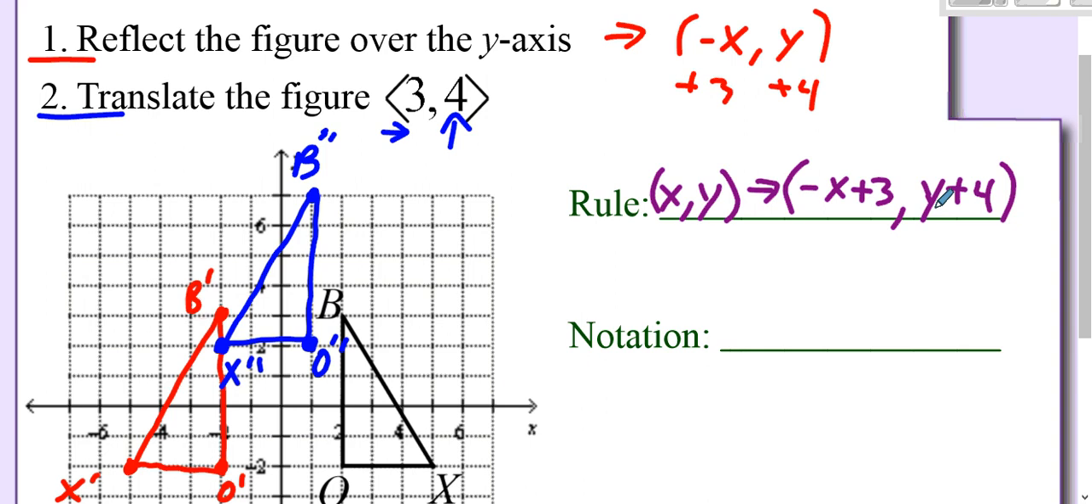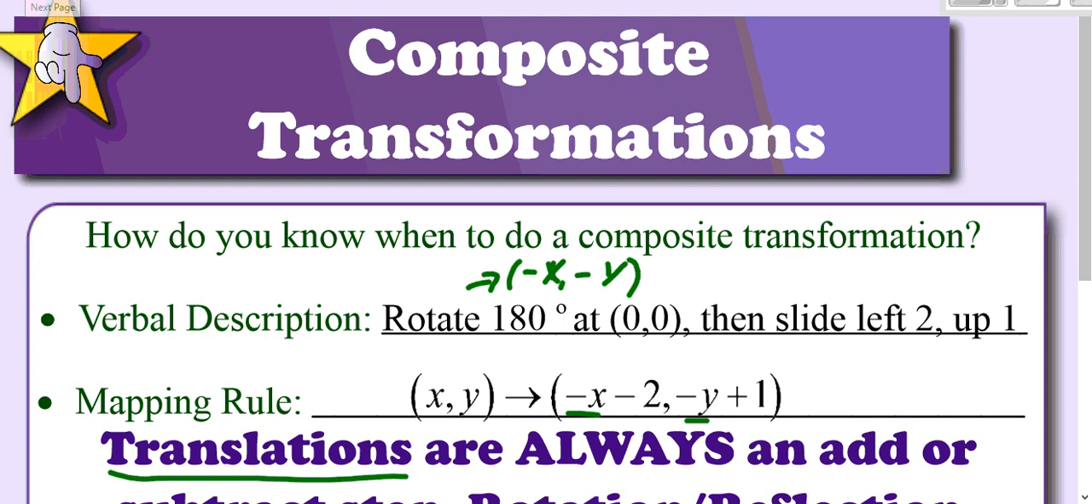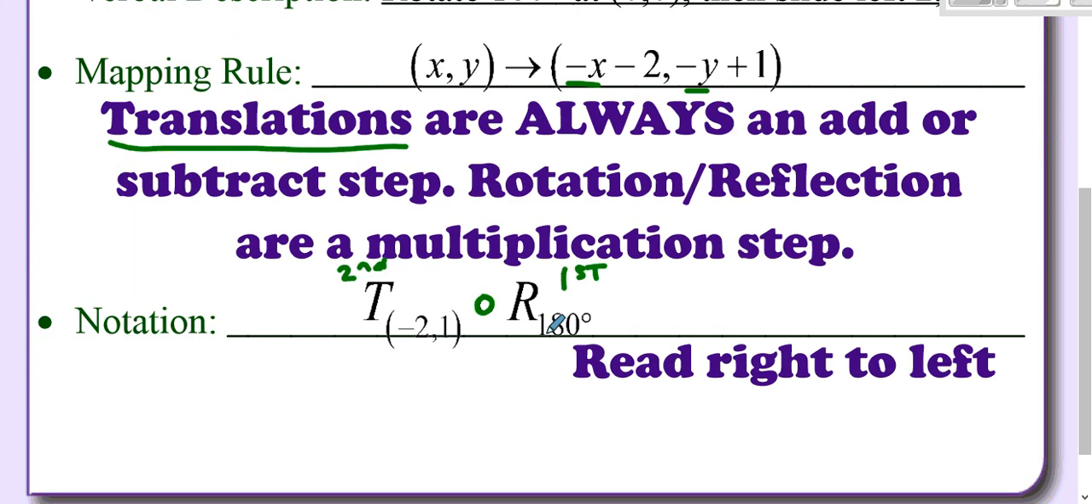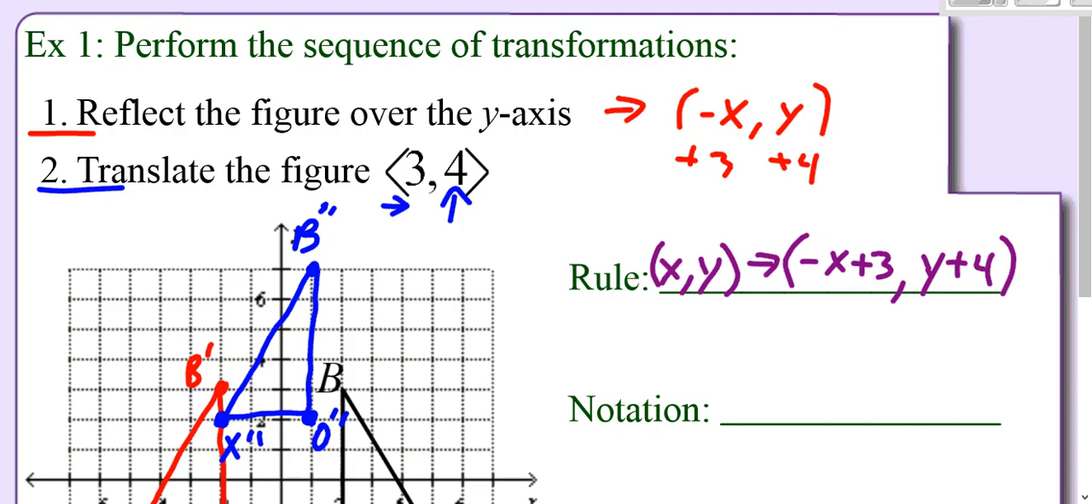Then for your notation, you just have to remember that you write it backwards. Remember, you read it right to left. So the first thing you do goes after the circle. The second thing you do goes before the little circle. So it's a reflection over the y-axis first, and then a translation by 3, 4.